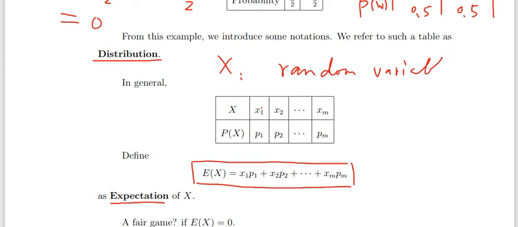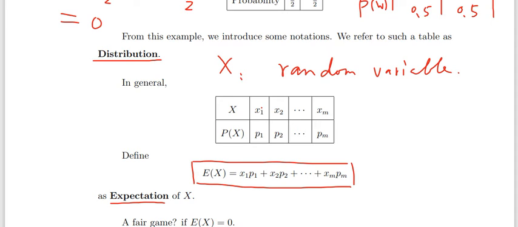So variable means it can change. Like x can be this number and can be that number. Random means we don't know which number it will take. Sometimes this number, sometimes that number, right? So by chance.